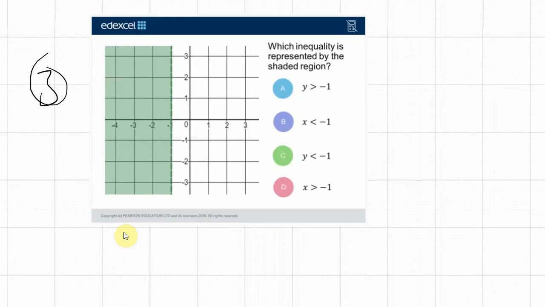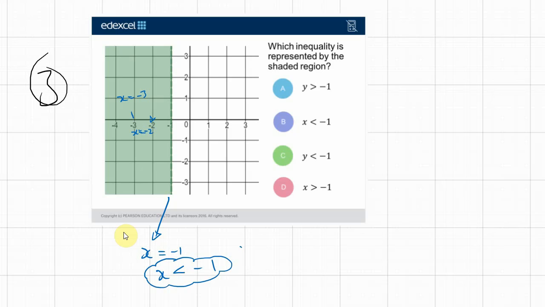Question 3. This is the line x equals minus 1. Let's find some points. Well, x equals minus 2, x equals minus 3 all work. So we're looking for numbers that are smaller than minus 1. So it's going to be x is less than minus 1.